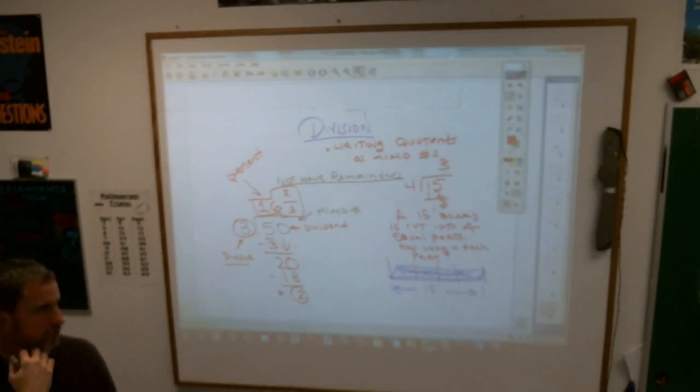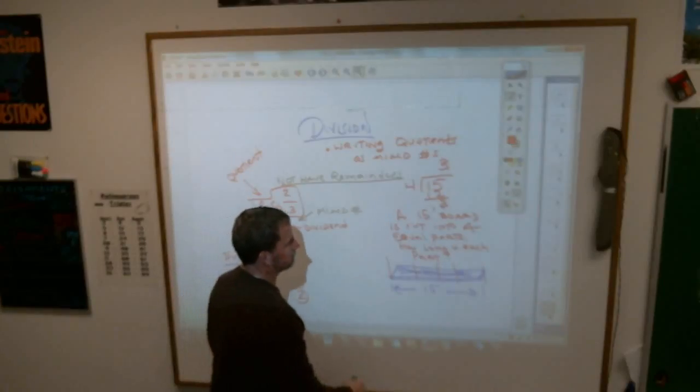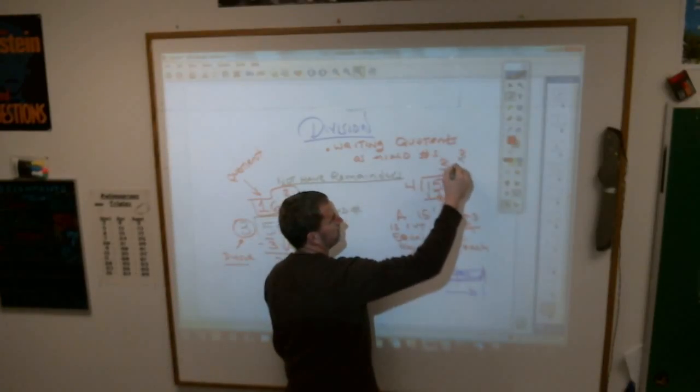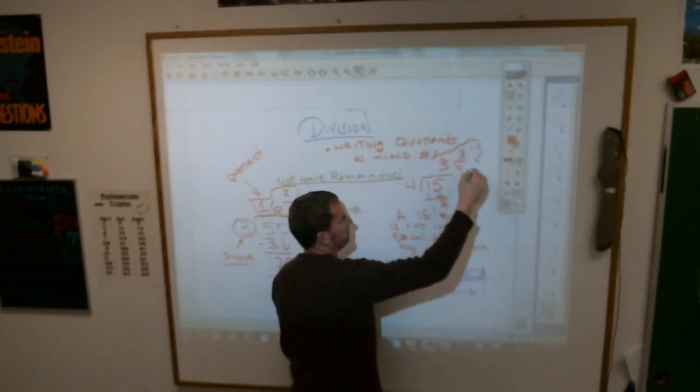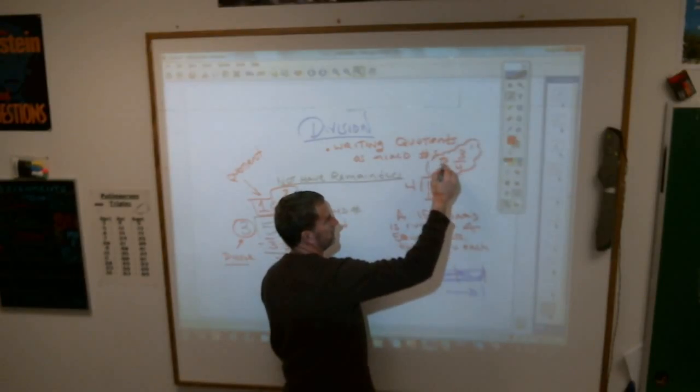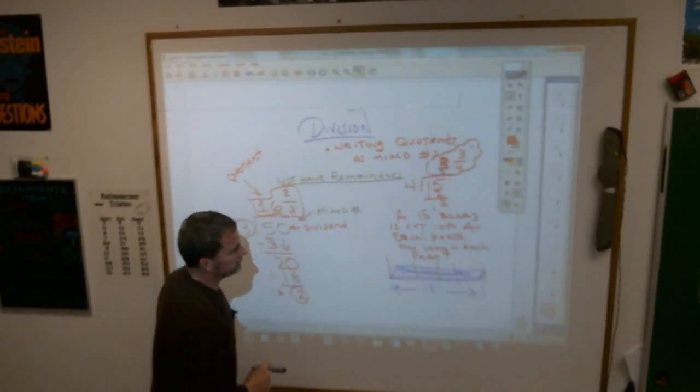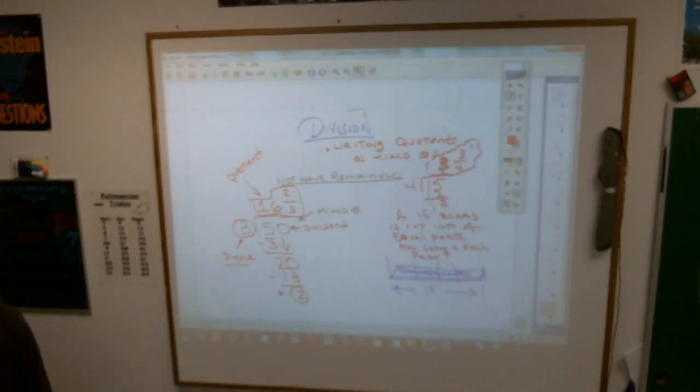So what do I do with that 3? Put it on top of the 4. Yep. It's 3 and 3/4. Each piece will be 3 3/4 of a foot. What do you think? Exciting?